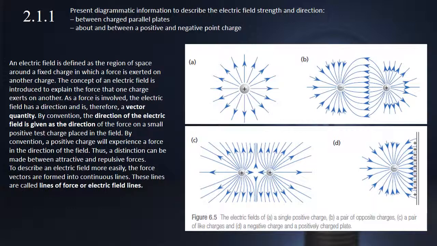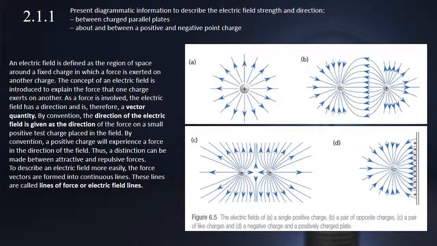As a force is involved, the electric field has a direction and is therefore a vector quantity, which will be mentioned in more detail in the next topic, vectors and scalar quantities. By convention, the direction of the electric field is given as the direction of the force on a small positive test charge placed in a field.